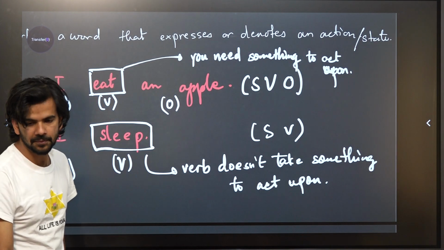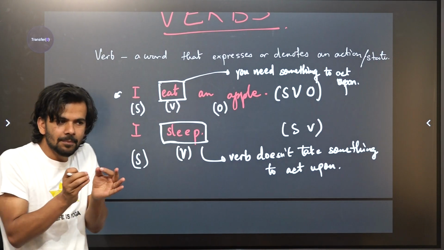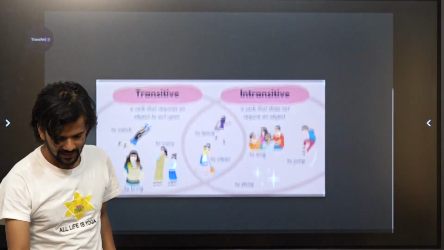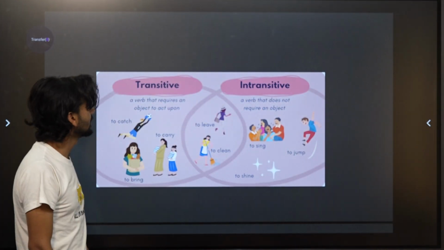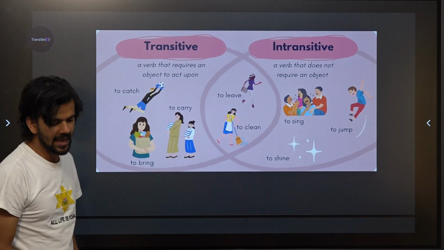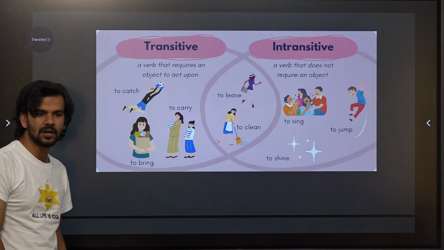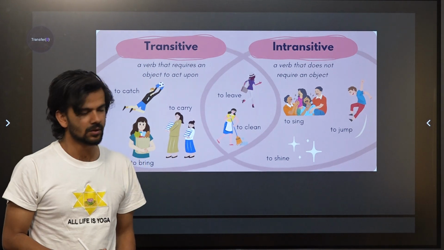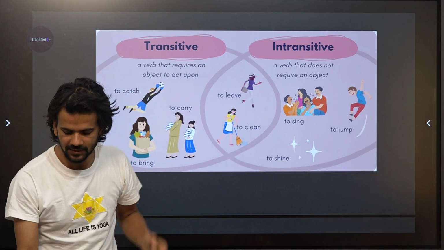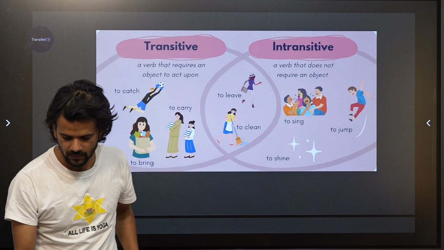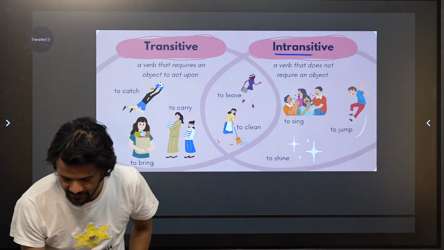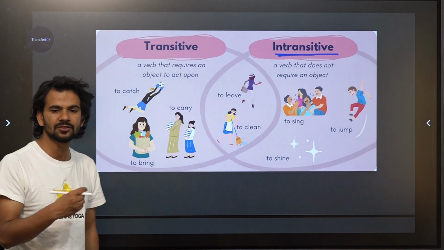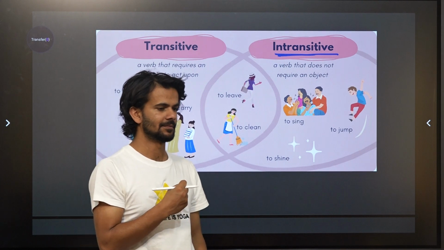So therefore, we classify verbs in this aspect. If a verb needs something to act upon, we call it transitive verb. And if the verb does not require something to act upon, we call it intransitive. So intransitive, what's happening? There is no need to act upon something. That is to say, you don't need an object.